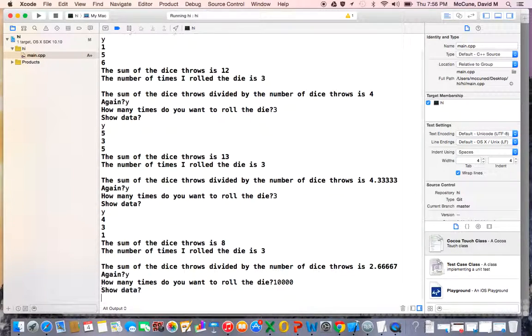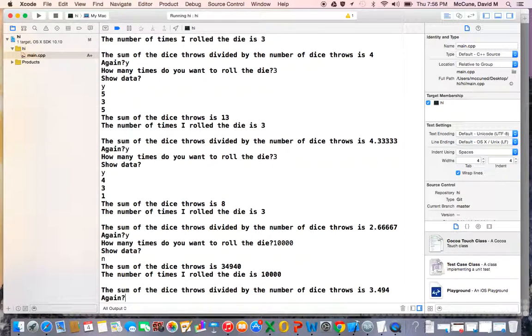All right, way more than 3. I'm not going to have it show me the rolls because I don't want it to display 10,000 rolls. So I'm just going to skip past showing the data. Okay. It says here the sum of the throws was 34,940. The number of times you rolled the die was, of course, 10,000. That's what I told it to do. And this sum divided by this number of rolls is 3.494.